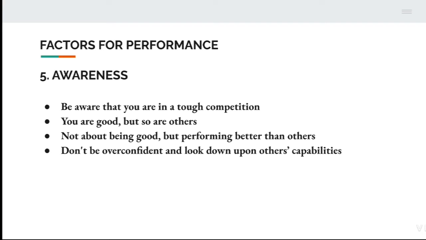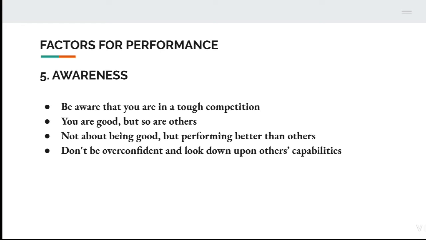So if you're attending a competitive examination, be aware that you are in a competition. You are going through a tough competition, and everybody is trying to perform their best and perform better than you. So remember that you are good, but so are others. So it's not about being good in competitive examinations, but performing better than others. So you'll have to develop your skills continuously to perform better and better and better.